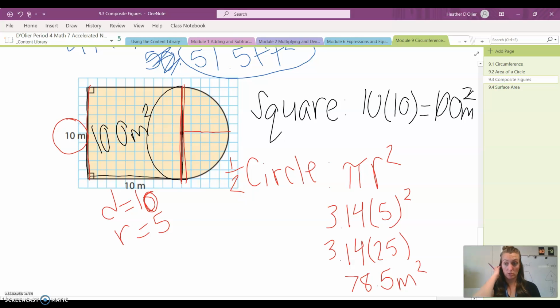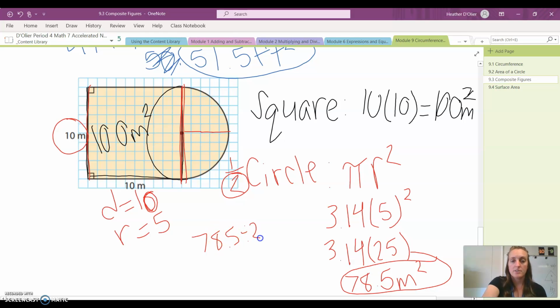But this is not a full circle. This is a half circle. So in order to find half of something, I take that number and I'm going to divide it by 2, right? That's how fractions work. That denominator tells you how many pieces it's cut into. So I'm doing 78.5 divided by 2, and that's actually 39.25 meters squared. And you have to be careful with these problems because they kind of start to get all over the place, like mine is right now.